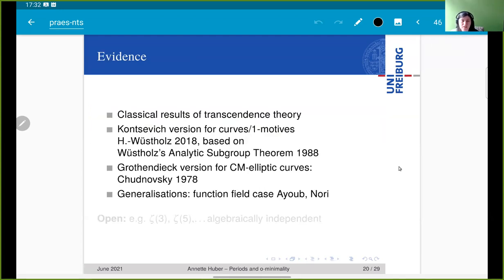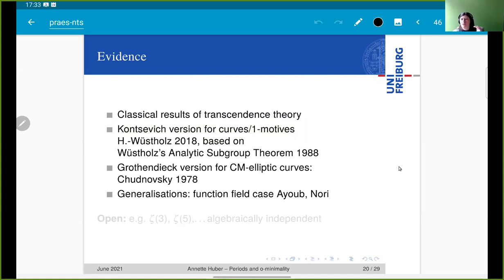Going back to Grothendieck, what's the evidence? Because we have all the classical results from transcendence theory. I gave you these examples that these classical numbers like log of 2 and 2 pi i, they are examples of period numbers. And all the transcendence results from classical transcendence theory can be read as confirmation of the period conjecture.